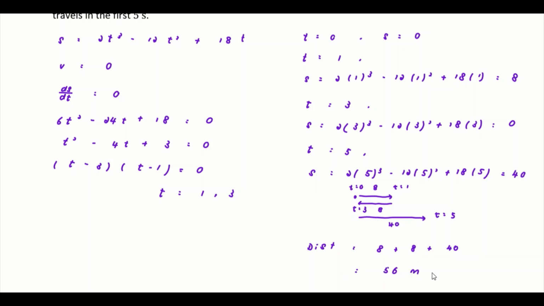Okay, so if this question is asking you about the displacement, then you don't need to do anything. Just by substituting this, 40 is your answer, because the net change of the particle is basically 40. Okay, all right, so that's the idea.